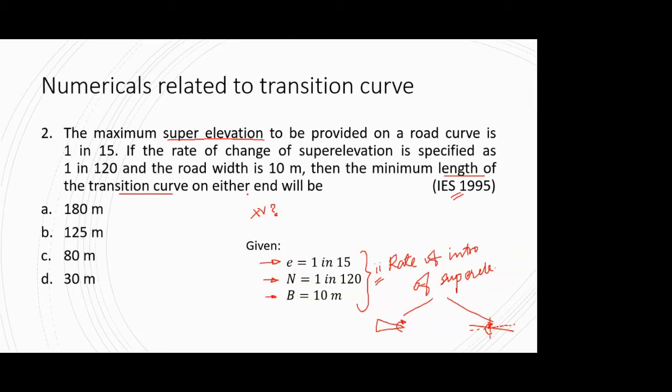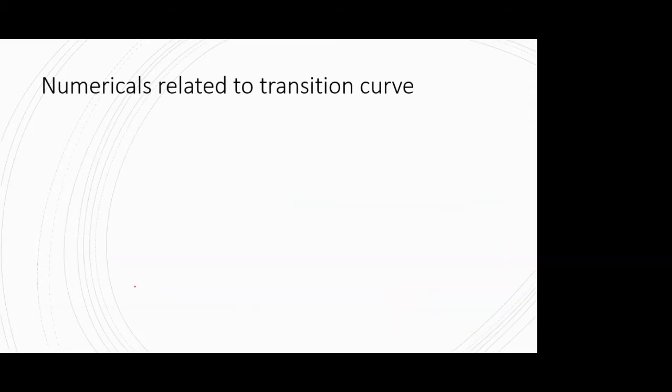So based on that, we had assumed that it's a case where the pavement is rotated about the inner edge. So that is also not given. So we have to find out by both the methods, and then we have to look into which is the value which is closely suited to our four options. So if you see the options: 180, 125, 80 and 30 meter. So now let's see the solution.